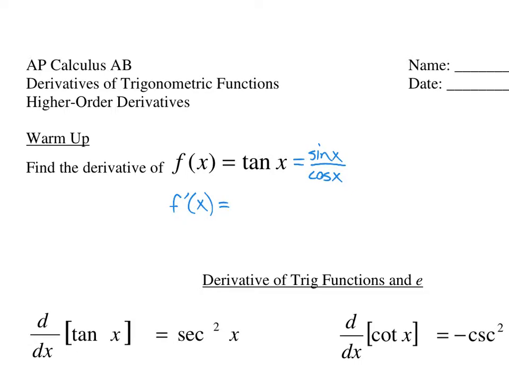Oh, and you are. Okay, so we have low D high, so cosine x times, what's the derivative of sine? Cosine. Minus high D low, what's the derivative of cosine? Negative sine. Okay, all over low squared, so cosine squared x.